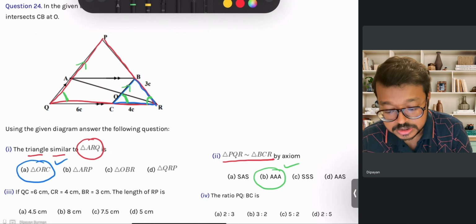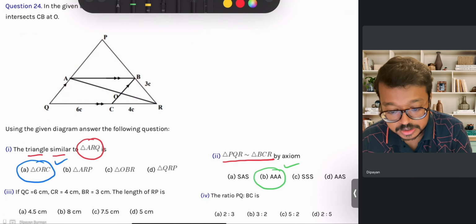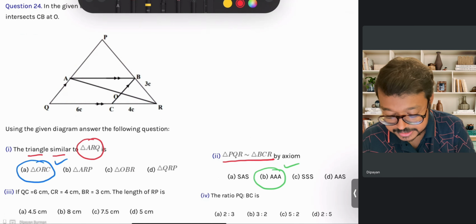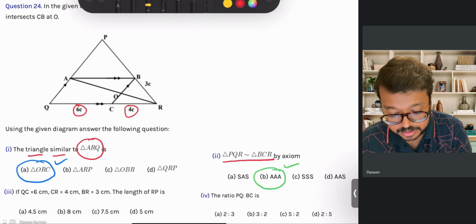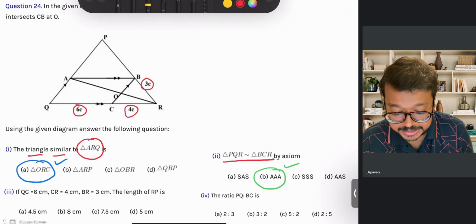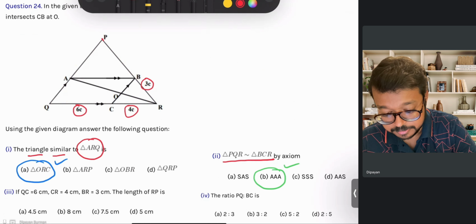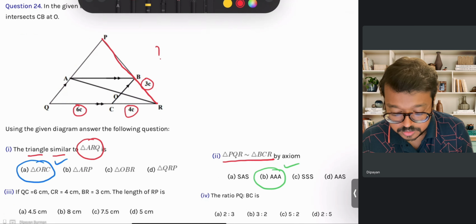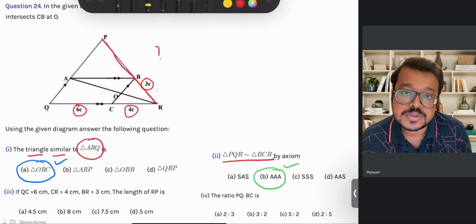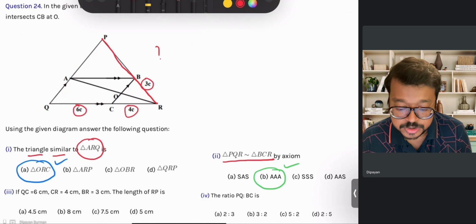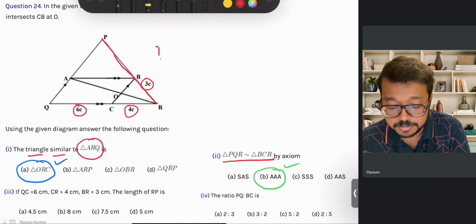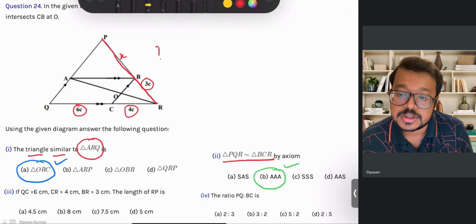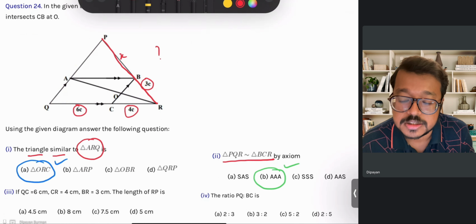Now let's move ahead to question number 3, the third subpart. The question is asking that if QC is 6 centimeter, CR is 4 centimeter, BR is 3 centimeter, the length of RP is what? So RP, this is the side. Alright, so to answer this question, I can either use similarity or I can use the basic proportionality theorem. They're asking the length of PR, so if I'm able to find PB, then I can add it to BR to find the entire length PR.